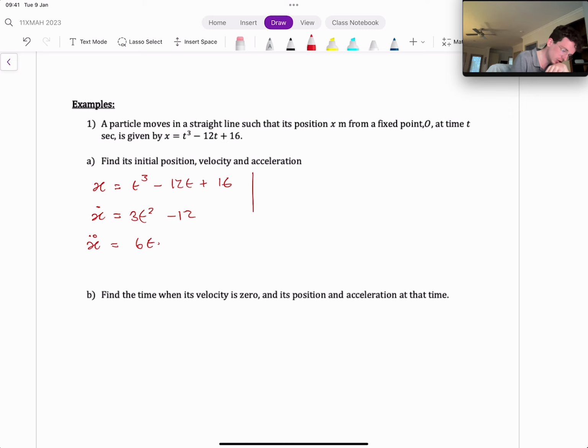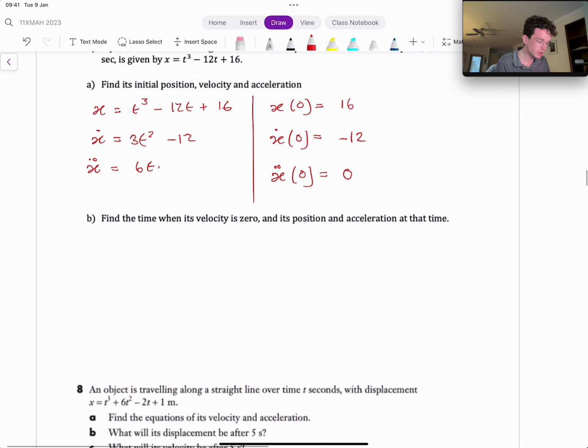So its initial position, whenever you see initial in this, it means when time is 0. So x of 0 is going to be putting 0 into this first equation, we get 16. The velocity, x dot of 0, its initial velocity, is putting 0 into that second equation, we get minus 12. And x double dot, your initial acceleration at 0, is putting 0 into that third equation, we get 0.